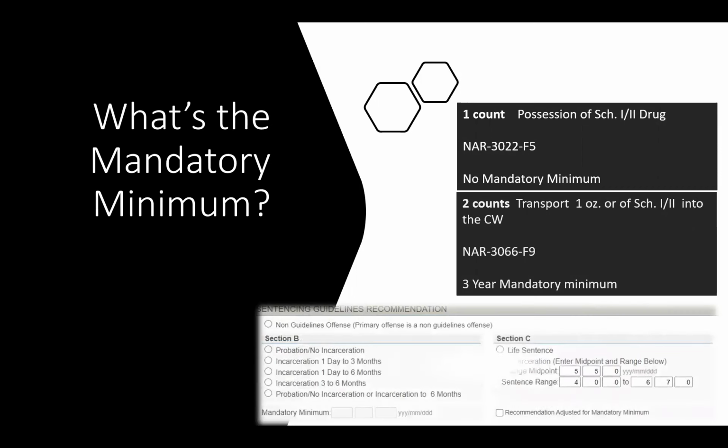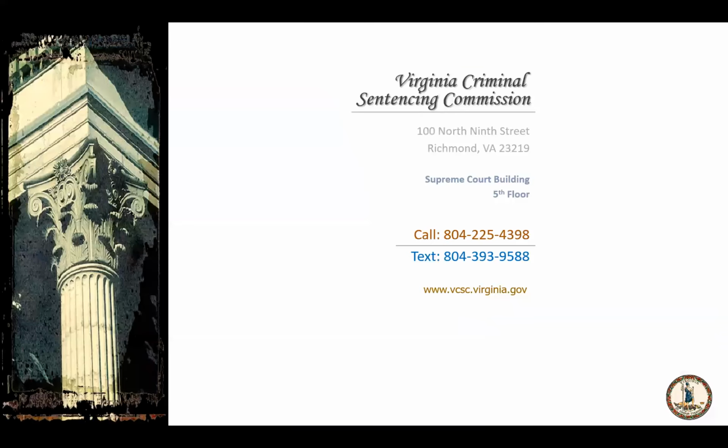After completing the guidelines, we receive a recommendation of 4 years at the low end, 5 years and 5 months at the midpoint, and 6 years and 7 months at the high end. Is there a mandatory minimum adjustment that needs to be made to the guidelines recommendation? For the answer, text VCSC man-min to 56512.